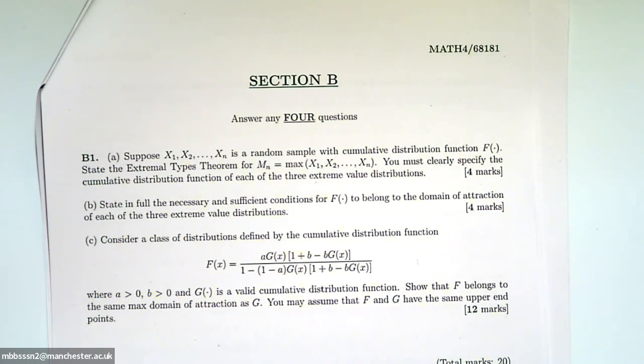First, assume that G belongs to the Gumbel domain of attraction and show that F also. Then assume that G belongs to the Frechet domain of attraction and show that F is also. And finally, assume that G belongs to the Weibull domain of attraction and show that F is also. Okay, so those are the 3 things you need to show. All right, so that will be the format of the exam tomorrow, or starting tomorrow and finishing on Friday. And the test will account for 10% of your total mark.